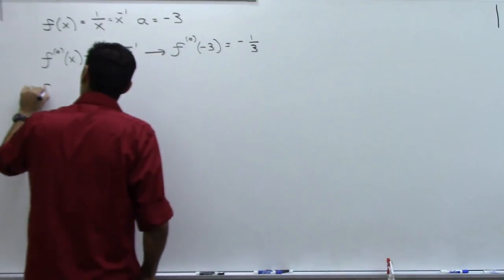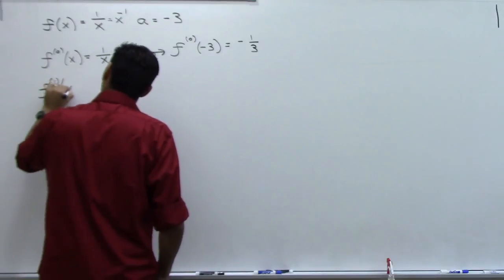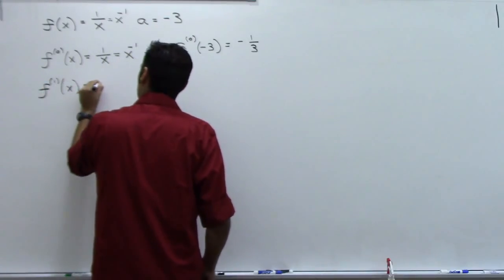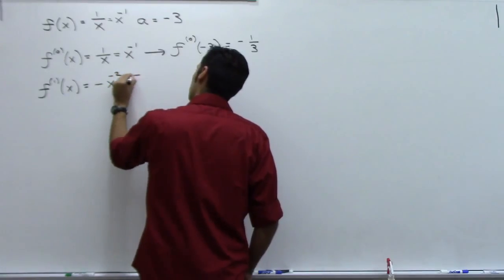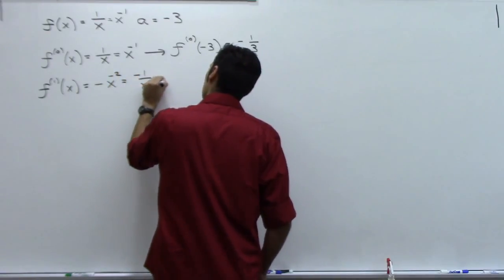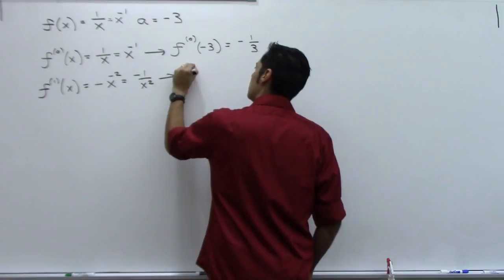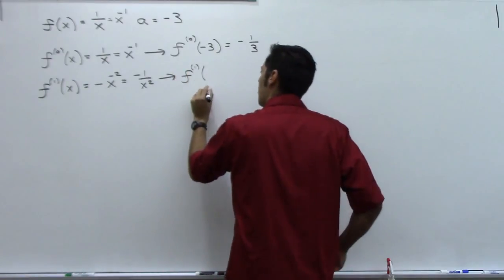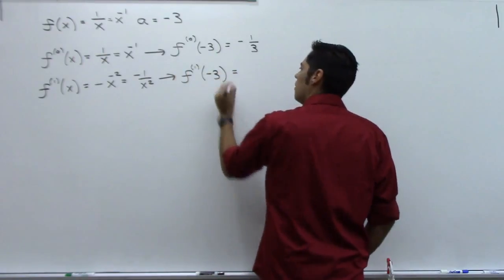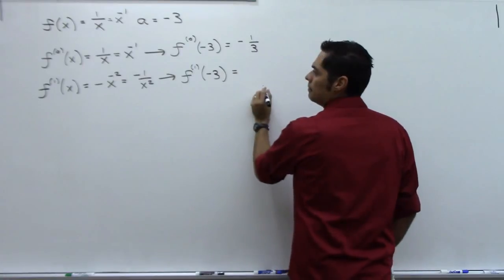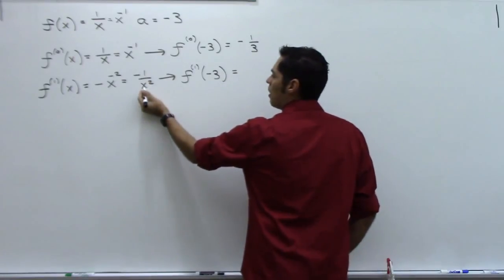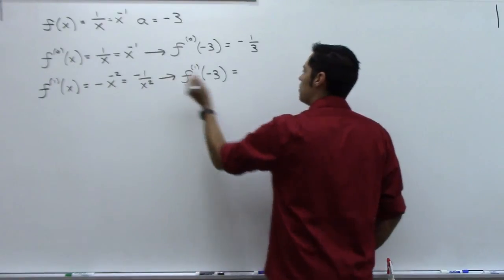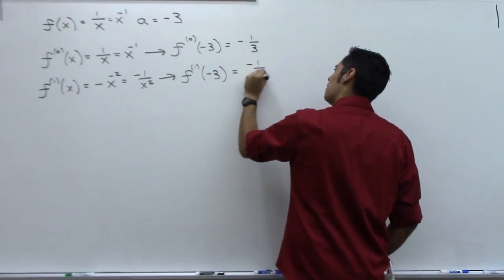Now we take the first derivative and we get negative x to the -2, which is -1 over x squared. So then when we plug into this derivative -3, we get -3. When we square it, it's going to be +9, so it's not going to matter. We get -1/9.